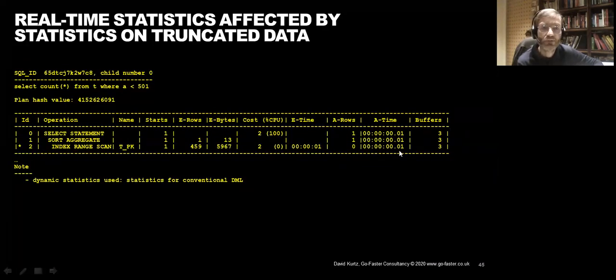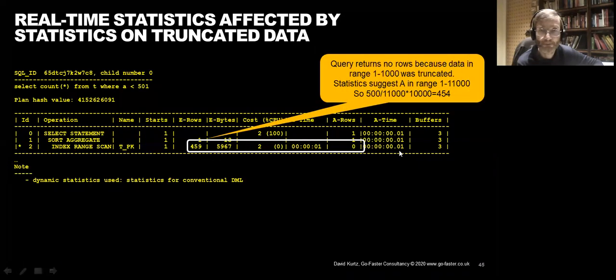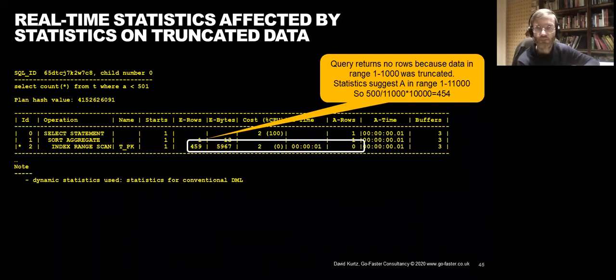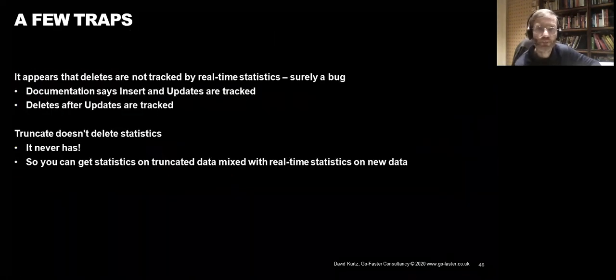But of course now, if I query it, A less than 500, doesn't quite get that right. It estimates 500 rows because it knows there's 10,000 rows, but it thinks the range is up to 11,000. Close, but not quite right.